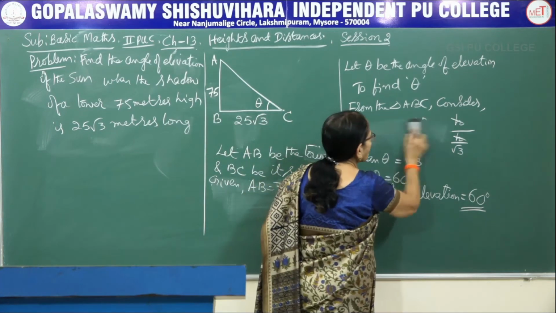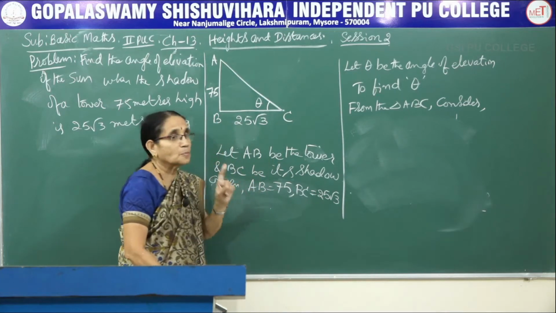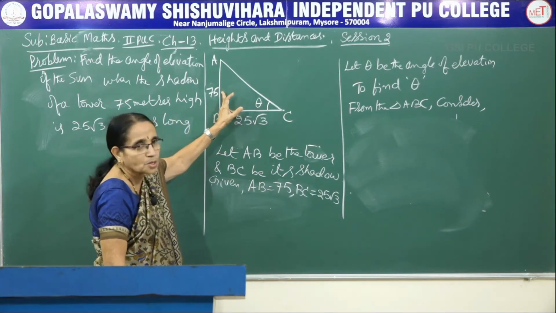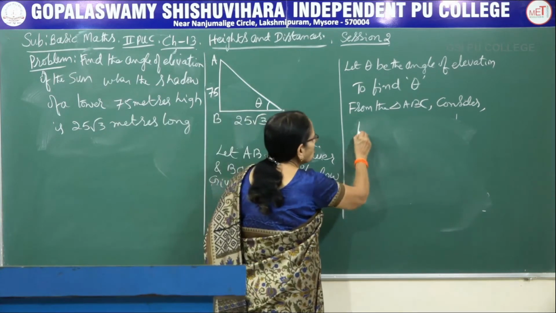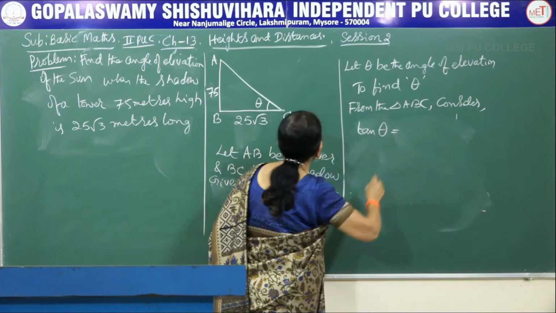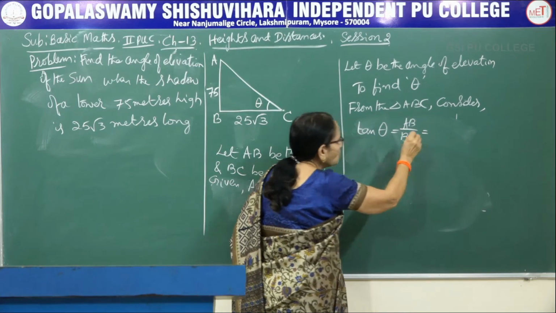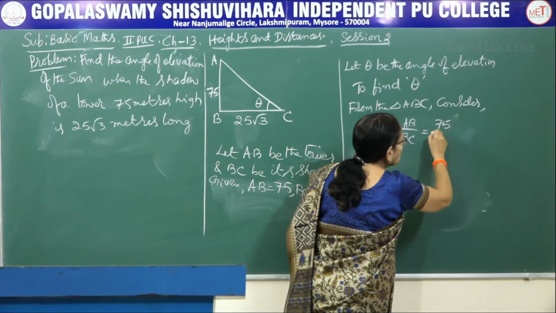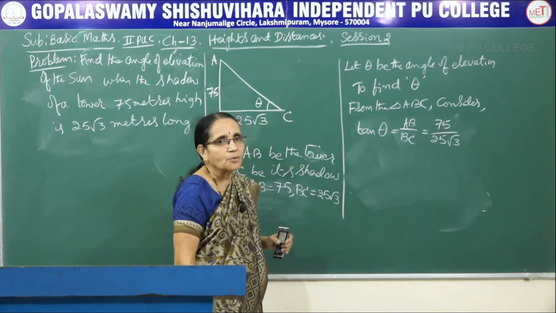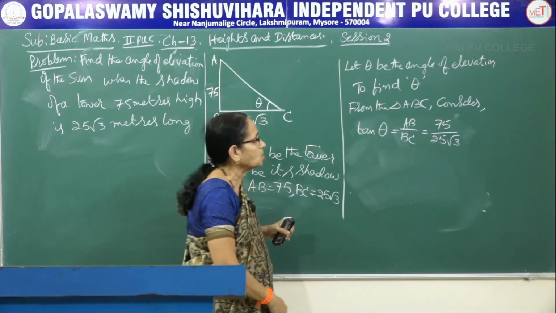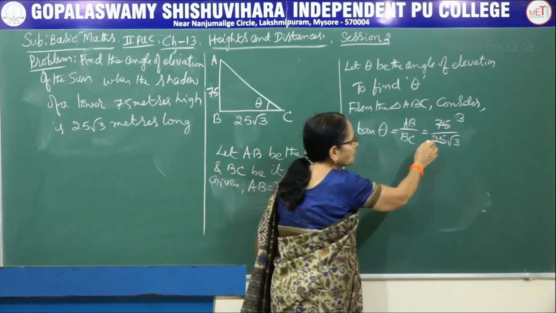From the same triangle ABC, observe that for angle theta, this is the opposite side and this is the adjacent side. So which ratio? You again have to consider the tan ratio only. That is tan theta, which means AB divided by BC. The exact values have been given: 75 divided by 25 into root 3. Some simplification you can do here. You can cancel 75 by 25, three times, since 25 times 3 is 75.